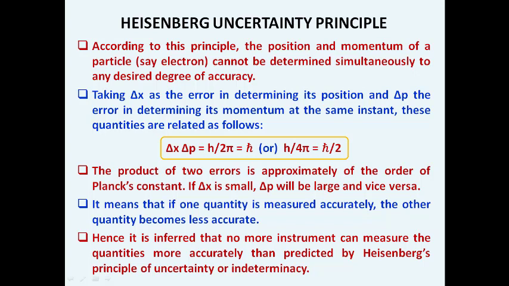So it was known that the product of the two errors is approximately of the order of Planck's constant. If we want to increase the accuracy in determining the position of the particle, there is a large increase in the error in the measurement of momentum, and vice versa. So when one quantity is measured accurately, the other quantity becomes less accurate. Hence no instrument can measure the quantities more accurately than predicted by Heisenberg's principle of uncertainty, or indeterminacy.